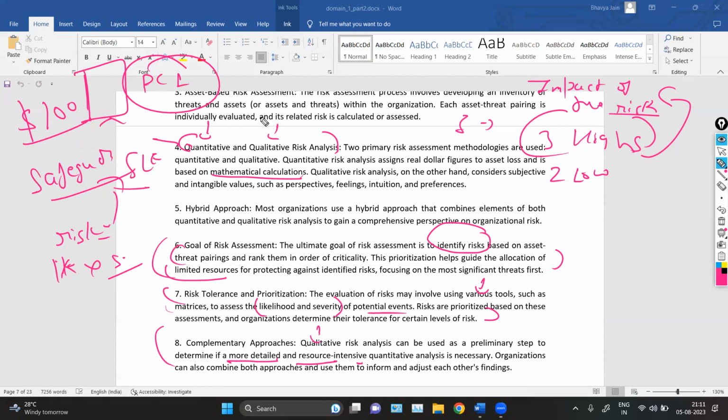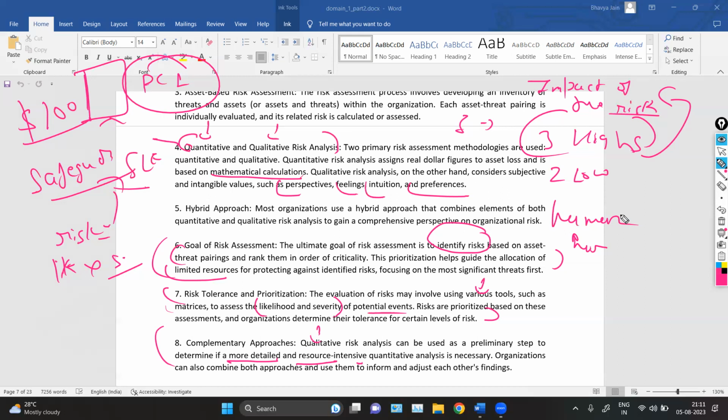And qualitative is where we are not doing any mathematical calculation. It is totally based on perspectives, feelings, intuition, and preferences. Perspective is like how important this piece is for us, whether this piece is providing productive output or not, or how many users are using these pieces. Or feelings, like we have human resources. Let's say if any error is caused by a human, or we have any human error in any database or any system, then that is all about perspective and feelings.